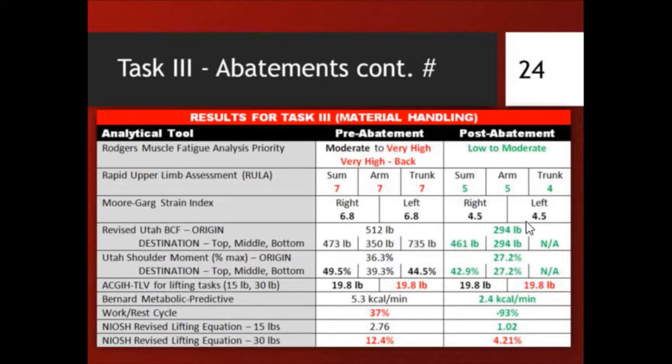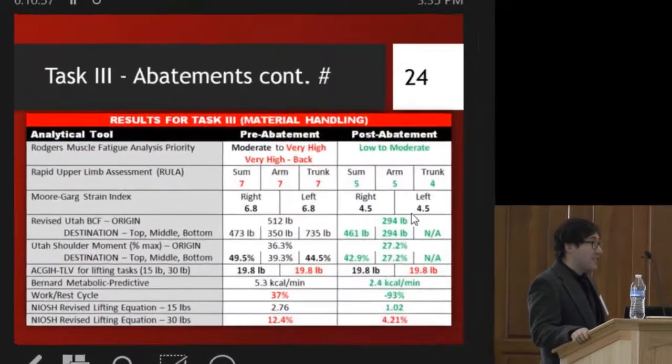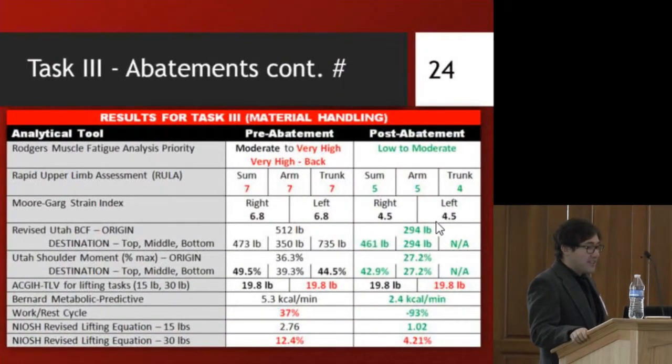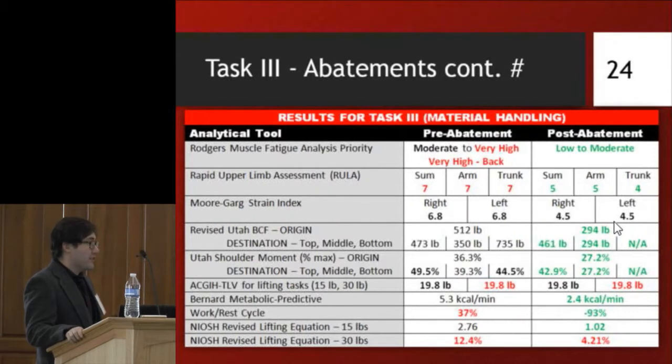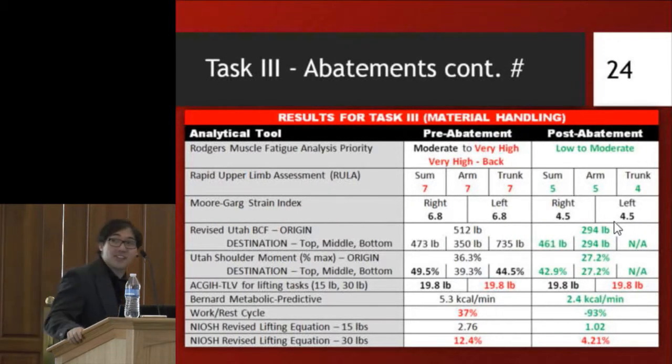Looking at our task hazard abatement analysis, the Rogers, Rula, ACGIH TLV for lifting tasks, work rest cycle, and NIOSH revised lifting equation for the 30-pound box lifting task all flag this as a particularly risky task. After incorporating our abatements, the only things that are still hazardous are the revised lifting equation for the 30-pound box lifting condition, as well as the threshold limit value for lifting tasks. It's important to note that even though this is still considered risky, it's significantly less so than before.